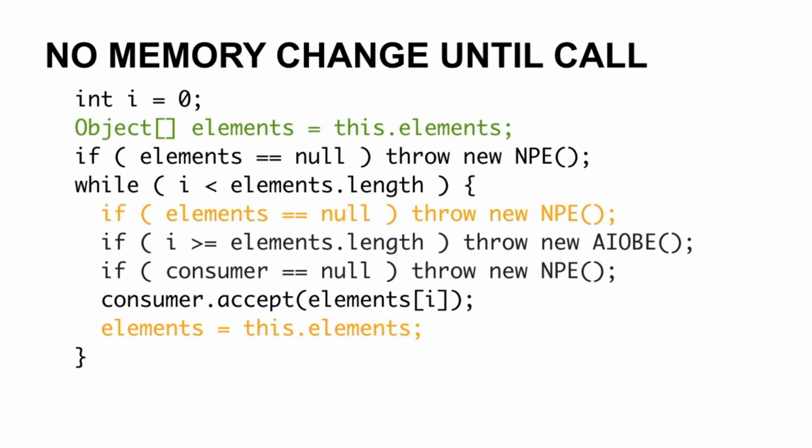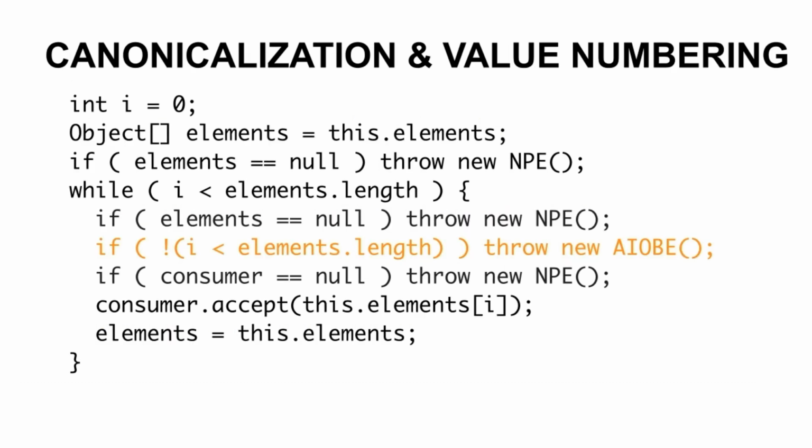Okay, what about the bounds check? Well, we can canonicalize our i greater than or equal to the element's length to not i less than the element's length. And now we have a common subexpression, or really global value numbering, that we can join together with the check as we come into the loop. And that can be eliminated as well, because we wouldn't have entered the loop if we could throw the array index out of bounds exception. So we don't need the check at all. And this is an improvement because we're only checking once per iteration.